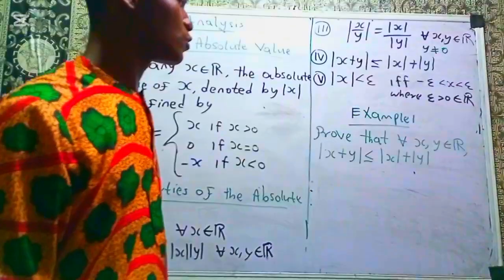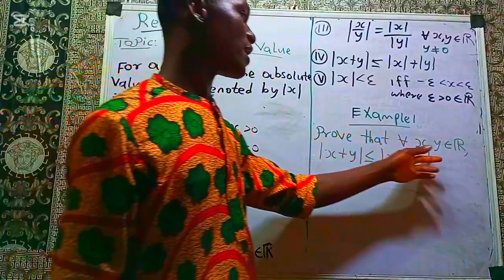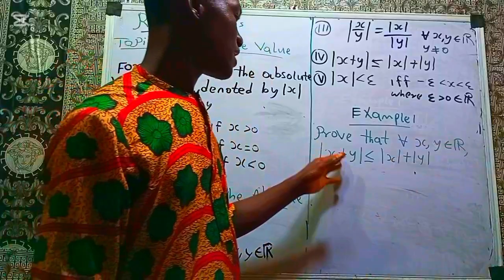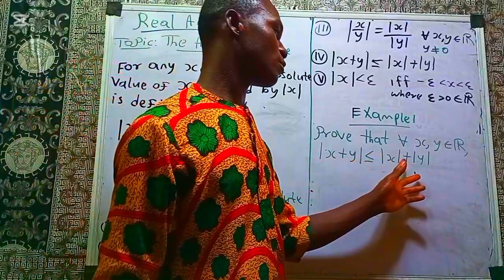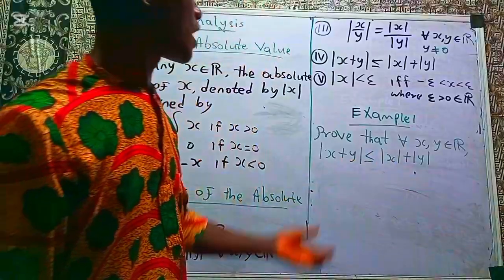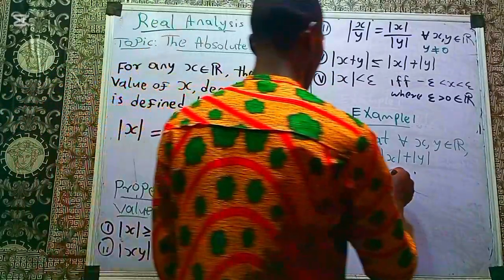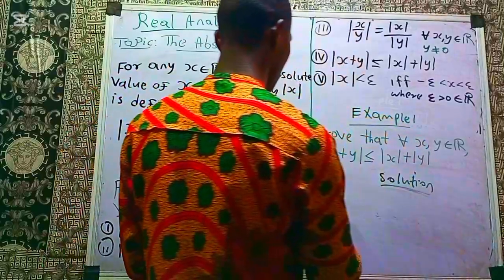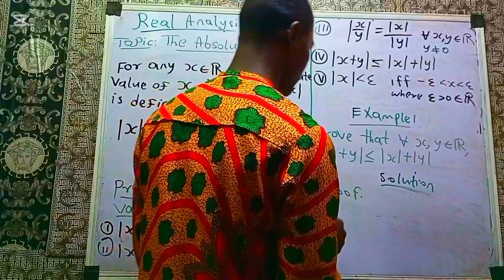So let's do some proof here. This asks us to prove that for all x, y elements of real numbers, the absolute value of x plus y will be less than or equal to the absolute value of x plus the absolute value of y. So we are proving this fourth property. So let's start the proof.